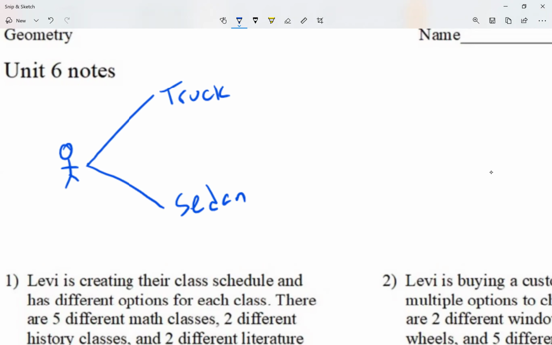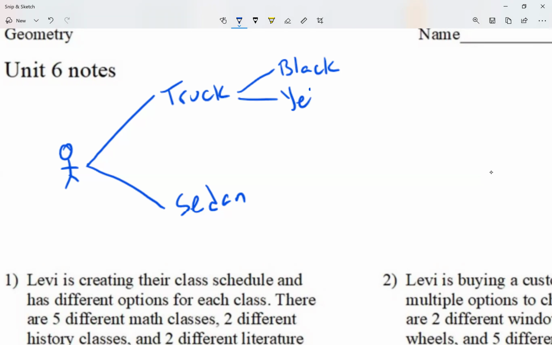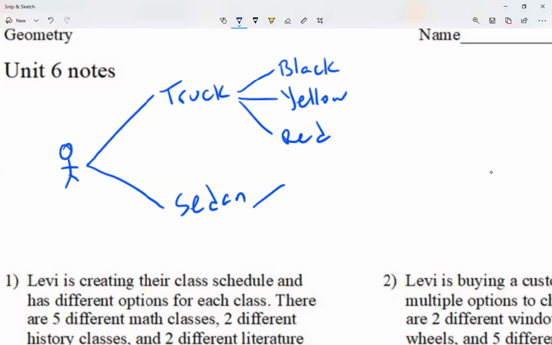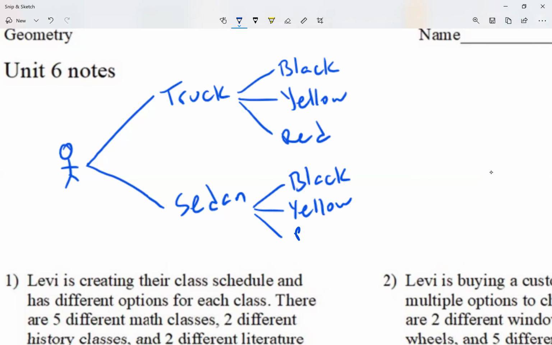And then once I pick a choice, they ask me, well, we got three choices of colors. We got black, yellow, and red. So I had to choose black, yellow, or red. Those are the choices that they have on each of these. So at the end of the day, I'm either going to have a truck that is black.